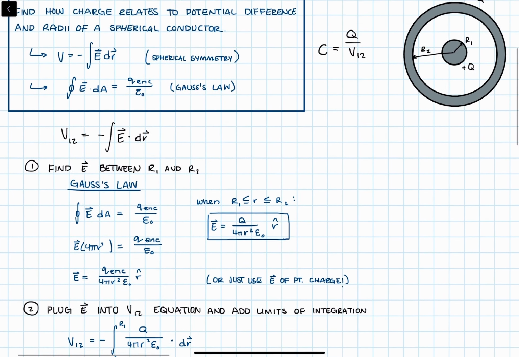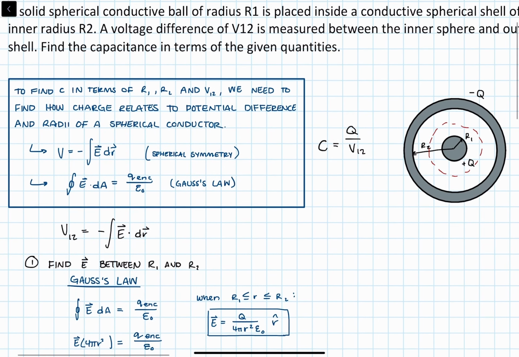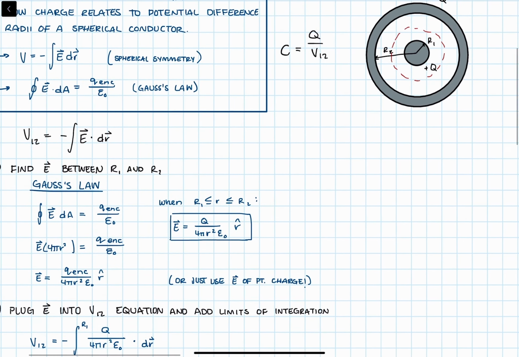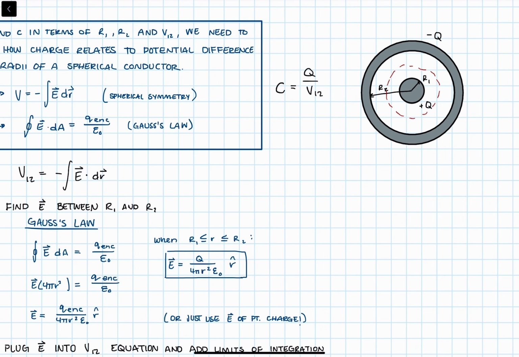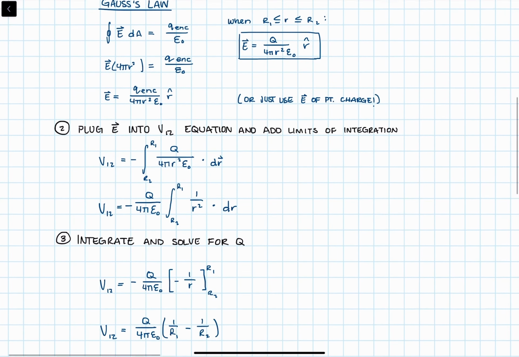For the Gaussian surface with radius between R1 and R2, which is what we're looking for based on the question, that's where the potential difference is. We can say that the charge enclosed will be positive Q, because of that accumulated positive charge that is uniform, balanced by the accumulated negative charge. Or you can just use the electric field of a point charge, and that works as well.